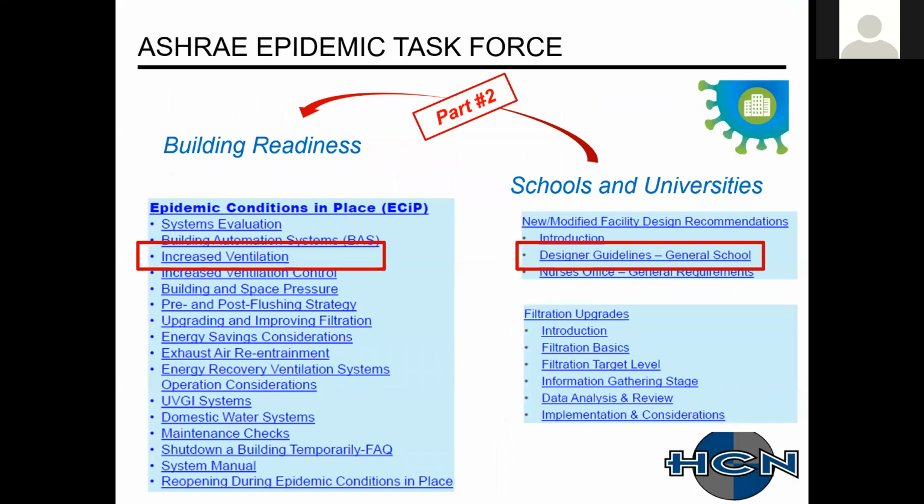All right. So back to our epidemic task force, they've created that cool little icon in the upper right-hand corner there: building readiness under epidemic conditions. We're going to focus on increased ventilation, and in schools and universities, I've just highlighted the designer guidelines for general school. And then just sort of flip-flopping from part one. On part one, with the filtration, we emphasized or worked more so in schools and universities. But for today's presentation, we're going to delve into and use more information from the building readiness guidelines.